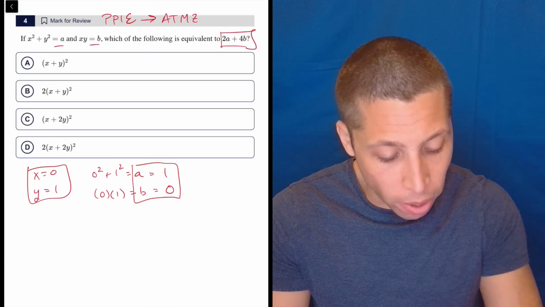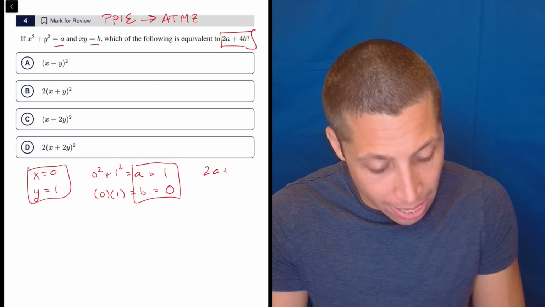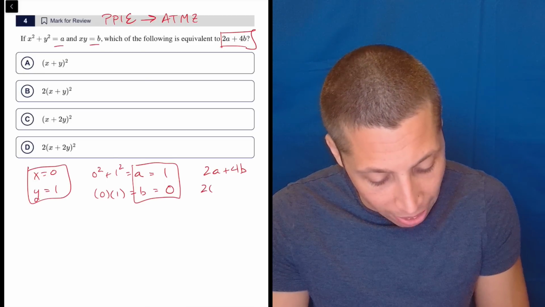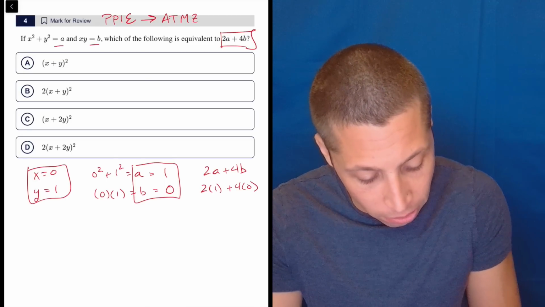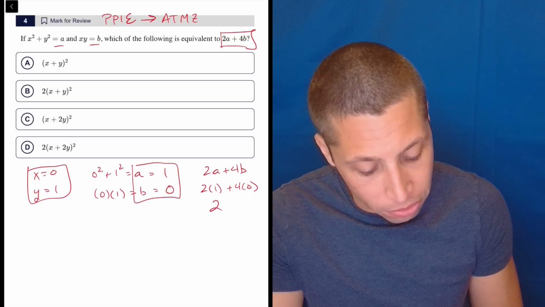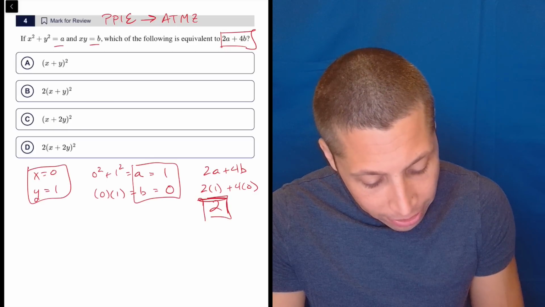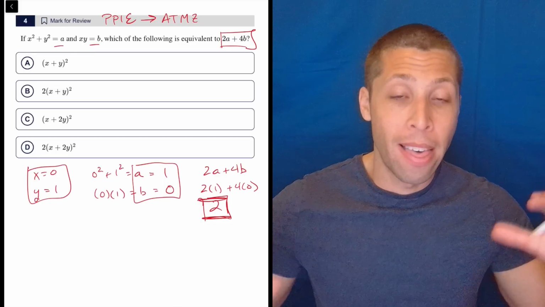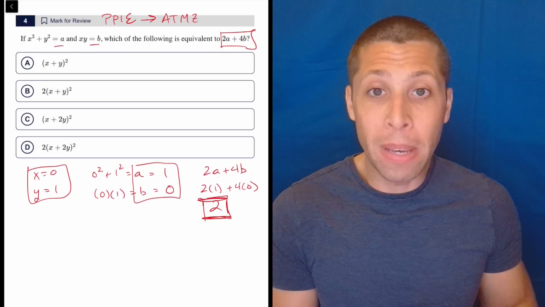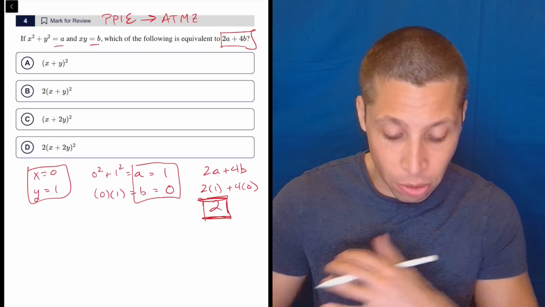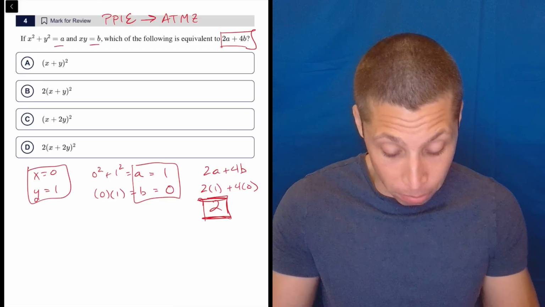Now we want to know what is the value of 2a plus 4b. The value of a is 1, and b is 0. So it's 2, right? 2 plus 0 is 2. So that right there is my answer. That's what the answer choices are supposed to be, but obviously they don't look like 2, so I have to do something to make them look like 2.